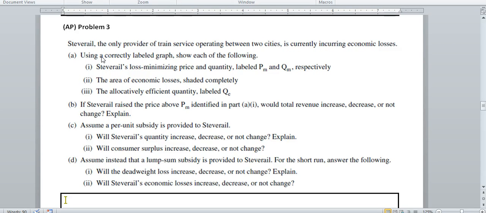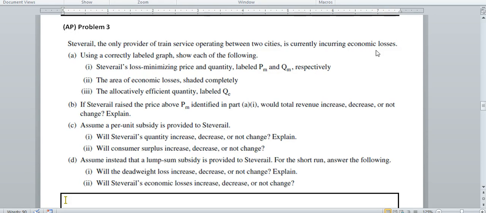Okay, in this video we're going to look at problem 3, which is probably the hardest one because you have to draw your own graph by what they're describing here. They don't even tell you if it's a monopoly, but because Steve Rail is the only provider of train service, we assume that it is a monopoly since it's the only one. And it's currently incurring an economic loss. So right away you think, well, if it's incurring an economic loss, that would mean the average total cost has to be greater than price. So you're going to draw your average total cost curve above your price line.